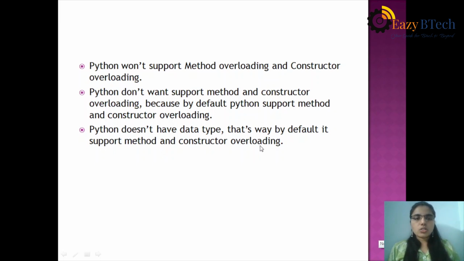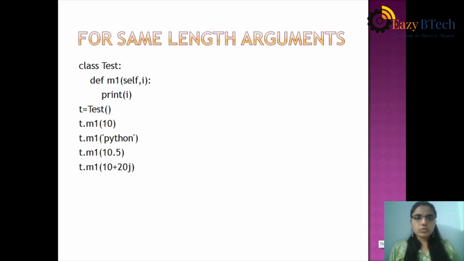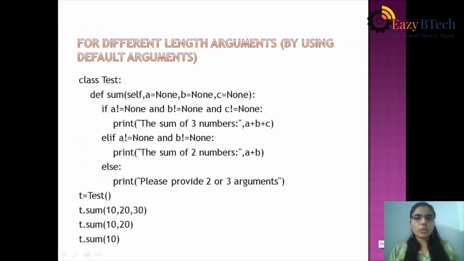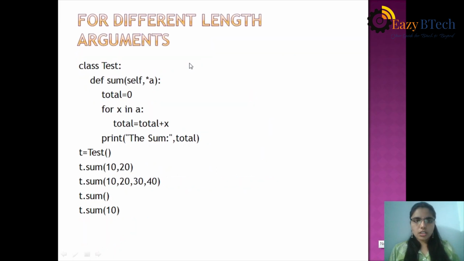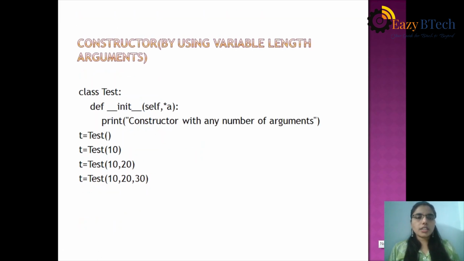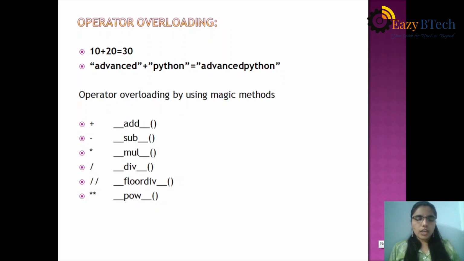I already told how method and constructor overloading are supported by default, with example programs. Method overloading is supported by default with the same length arguments, with different length arguments by using default arguments, and with variable length arguments by using variable-length arguments. After that, I gave an example for constructor overloading also. Then I will start the operator overloading concept.